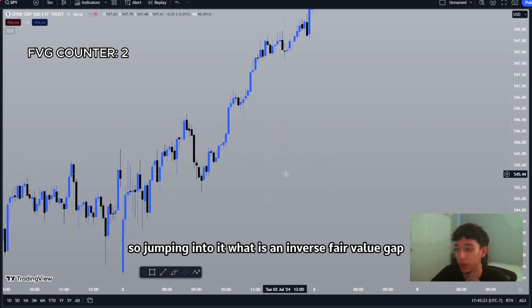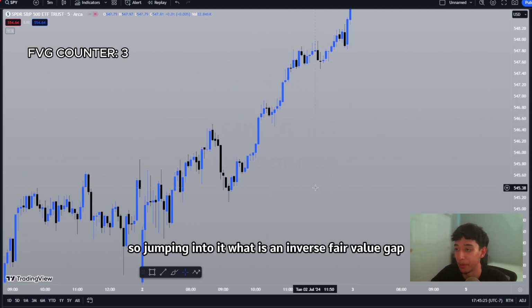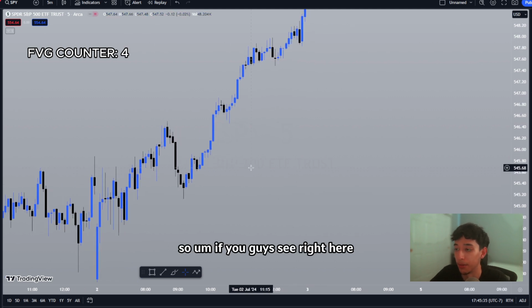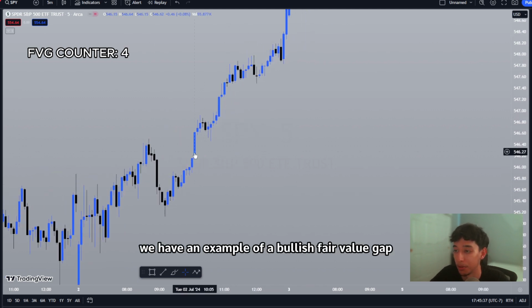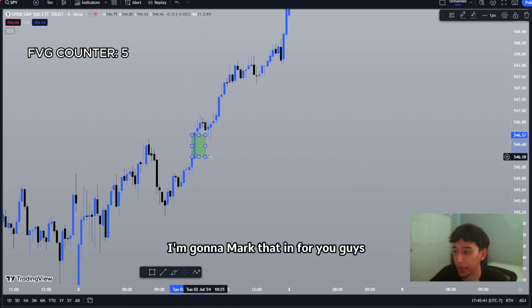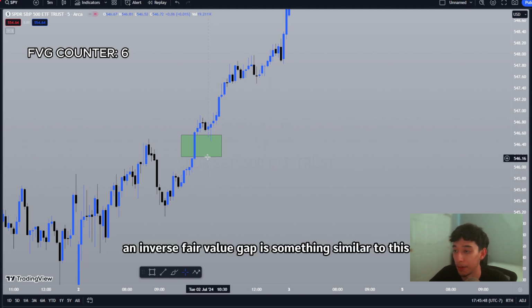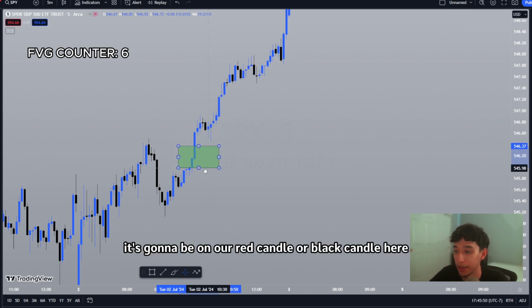So jumping into it, what is an inverse fair value gap? An inverse fair value gap is very similar to a normal fair value gap. However, it's a red candle. So if you guys see right here, we have an example of a bullish fair value gap. I'm going to mark that in for you guys. This is actually on a green candle or blue one in this case. An inverse fair value gap is something similar to this. However, it's going to be on our red candle or black candle here.